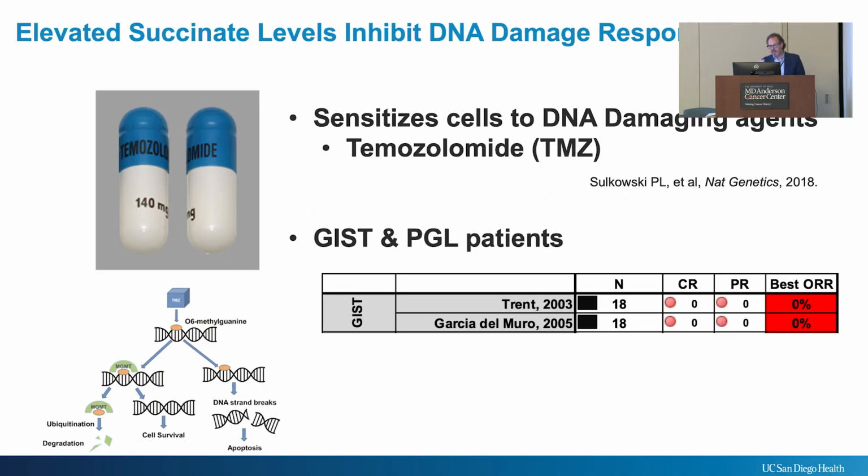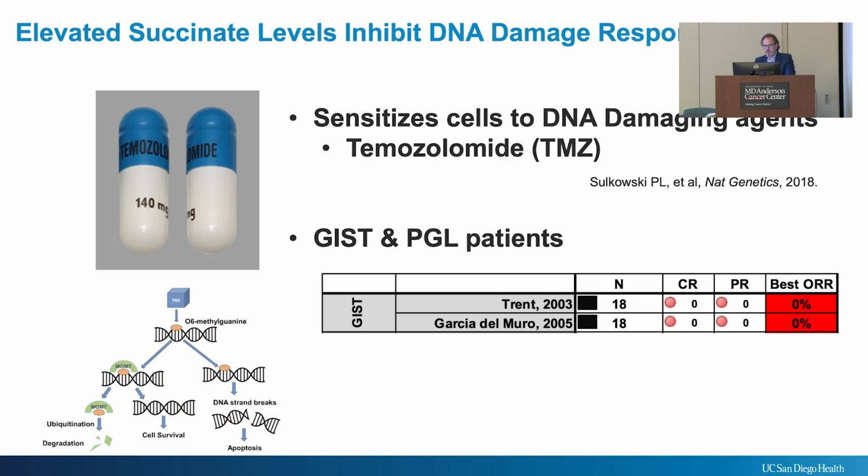Now, one of the things we recognized at the time is that elevated levels of that molecule succinate can actually affect DNA damage repair. So anytime our DNA is damaged in our cells, our body's trying to fix it. But if that fixing doesn't occur, then it can sometimes lead to cells dying off. And so there are drugs that we can use to target that.